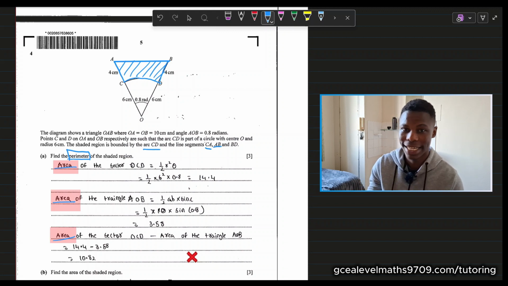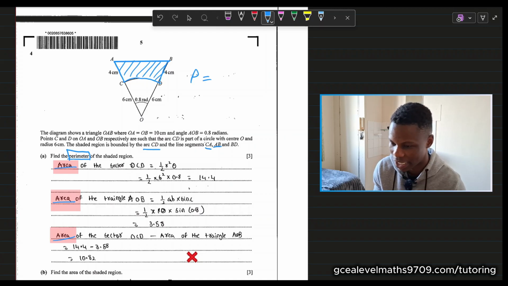So once you realize the shaded region, what you want to do is figure out which lines and which arcs make up your perimeter. So your perimeter is going to be, they've literally actually just outlined it for you. They say the arc CD, right? It's arc CD plus the line segment CA plus AB plus BD.